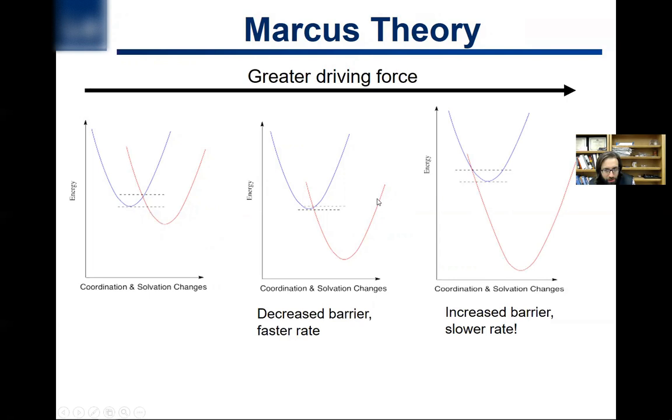This is the mind-blowing prediction of Marcus theory. The mind-blowing prediction is that if you increase your driving force even further, so you lower this barrier even more, you will actually have a slower rate. And this is borne out in experiments. And so in the next video, I'm going to dive deeper into this phenomenon. It's called the inverted region. It's totally counterintuitive, but extremely, extremely interesting and experimentally proven.